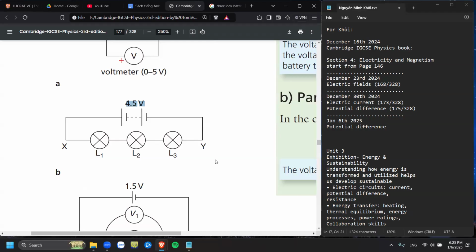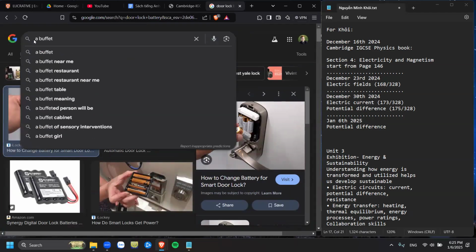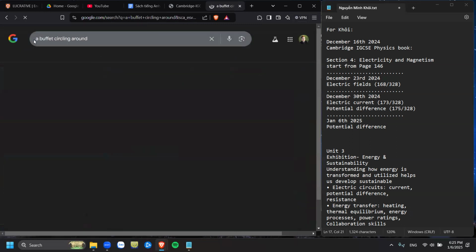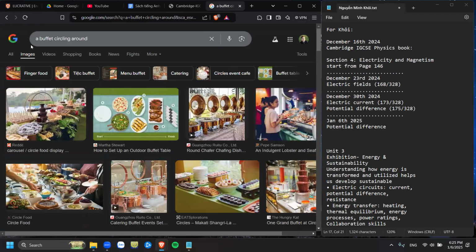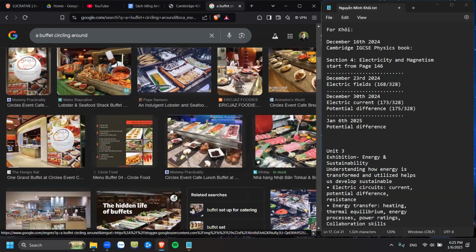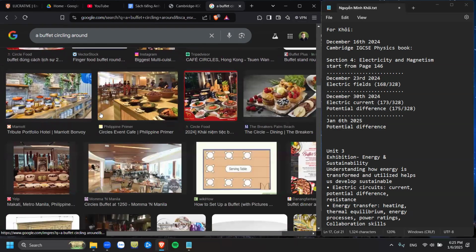I see. It's like just imagine this one like a buffet. What's it called? What's a buffet when the thing is just circling around? The buffet where the food keeps circling around you, and you just pick it up. What's it called? I forgot the name of that.